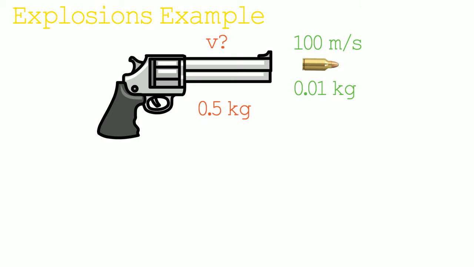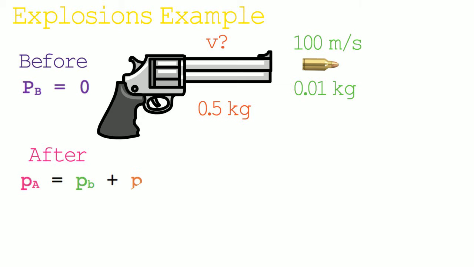Here we have a diagram of the gun, and the gun is going to shoot the bullet out in a rightwards direction. Before the gun was fired, the total momentum was 0 kilogram meters per second. Thus, the momentum after the explosion will be 0, and this is because of the law of conservation of momentum. Here we have an equation for the total momentum after the explosion. This is going to equal the momentum of the bullet, which is PB, plus the momentum of the gun.